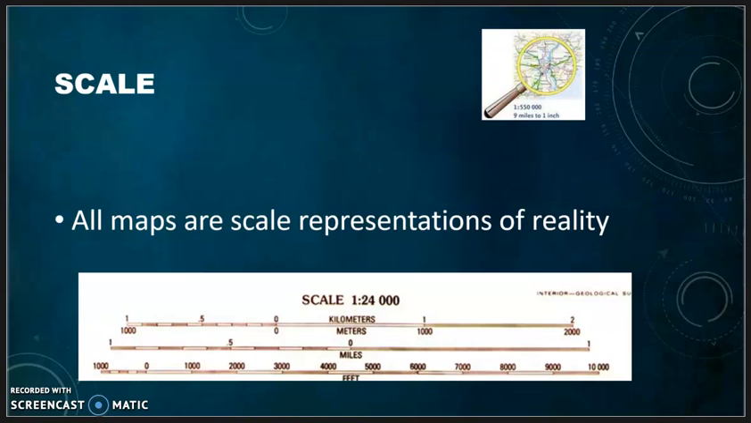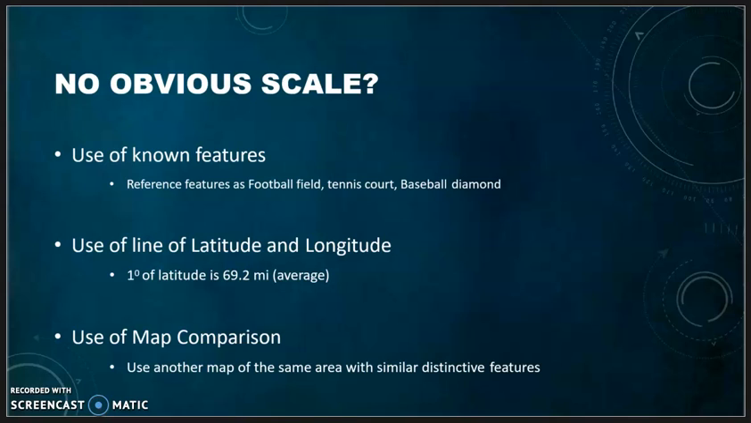So one thing to remember is that all maps are scale representations of reality. So what happens when there's no obvious scale? There's a few different things that we could do to figure out scale of a map. We can use known features, so we can reference features such as football fields, tennis courts, or baseball diamonds.